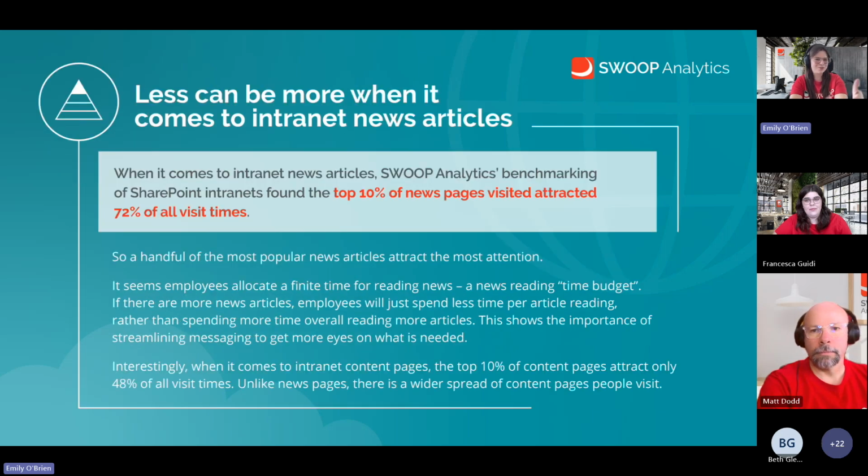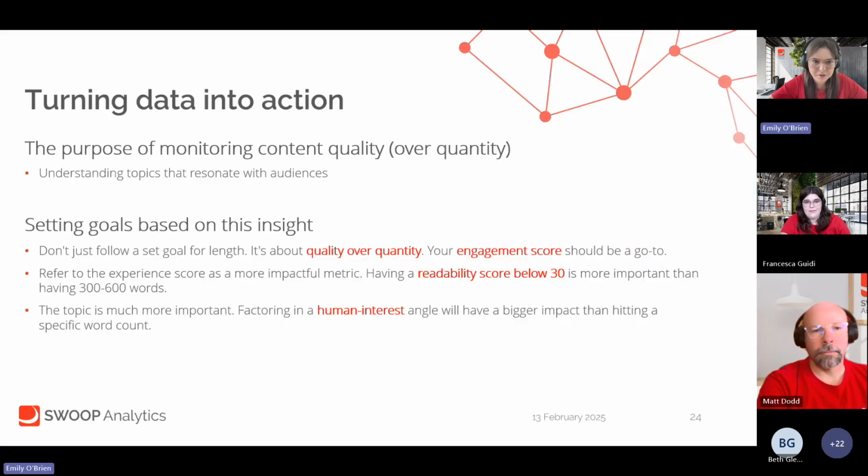And this is another one of these insights that puts a pretty clear spotlight on the time budget. When it comes to internet news articles, we found the top 10% of news pages visited attracted 72% of all visit times. So if I just run through the goal setting, focus on this: don't just follow this set goal for length. It's always going to be more about quality over quantity.